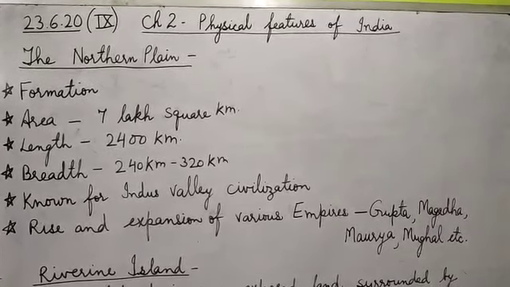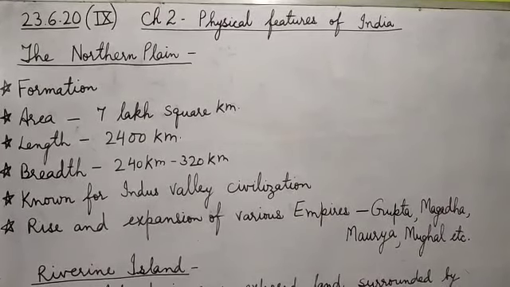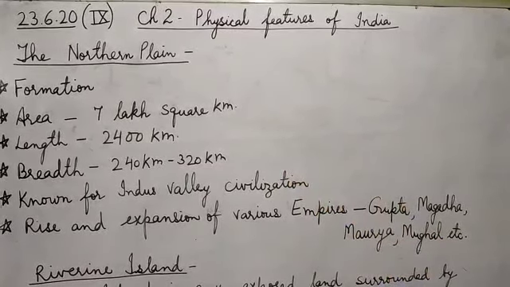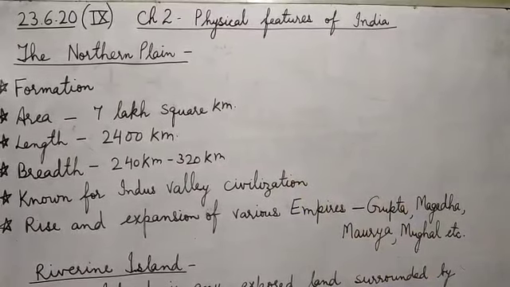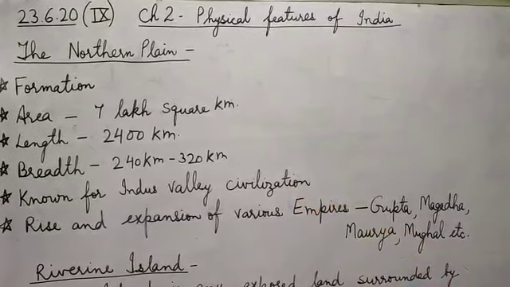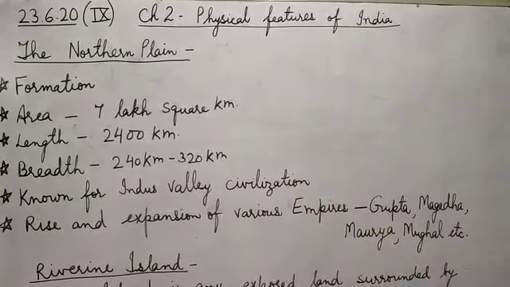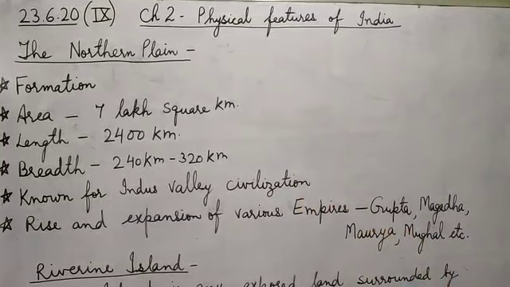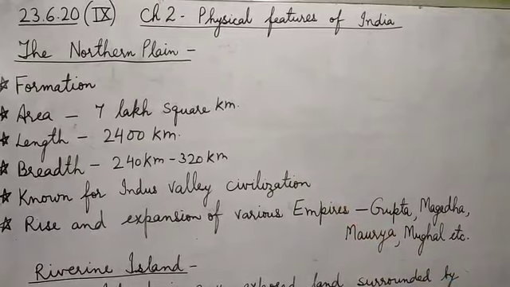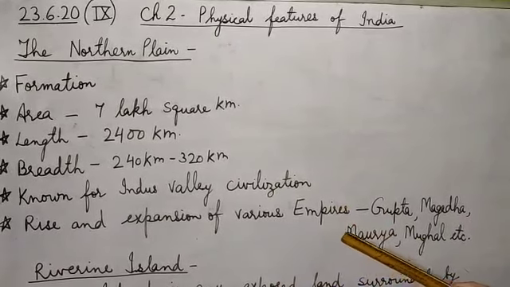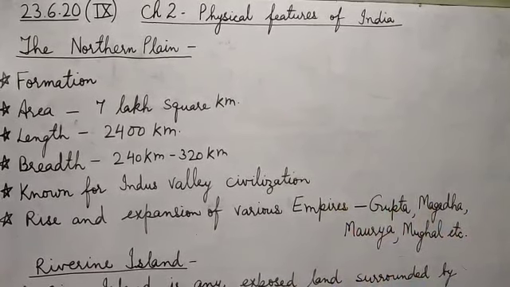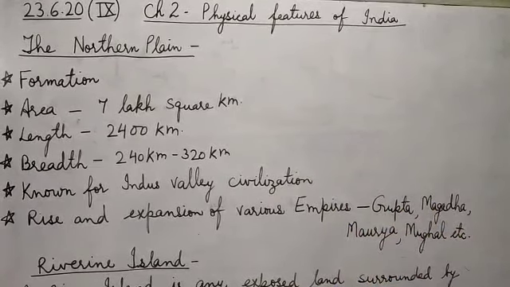Now the area of this northern plain of India is 7 lakh square kilometer and the length is 2400 kilometer. Width varies from 240 kilometer to 320 kilometer. This plain is known for the Indus Valley civilization and also for the rise and expansion of various empires like Gupta, Magadh, Maurya, Mughal, etc.